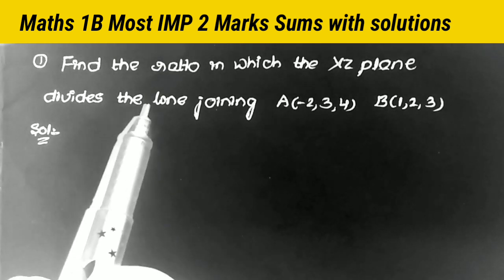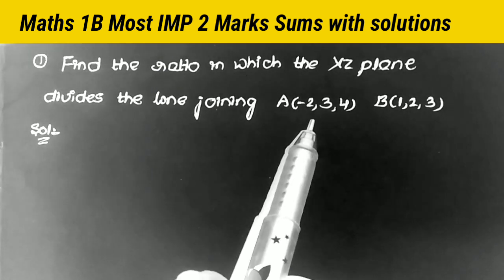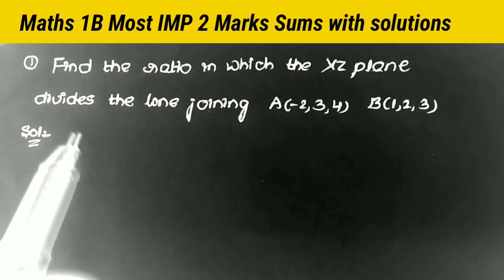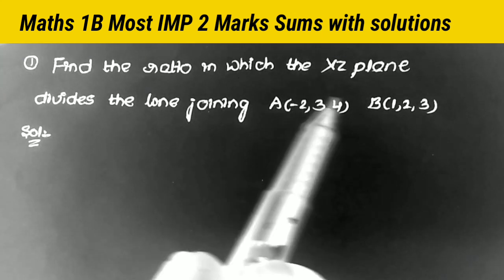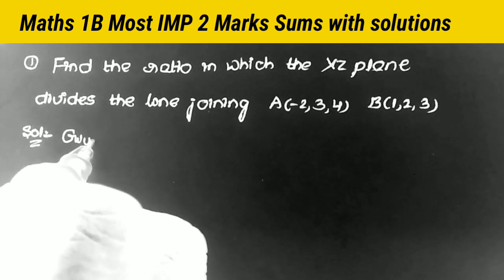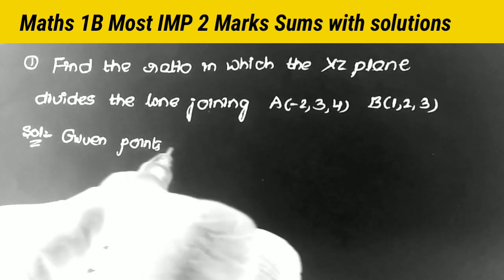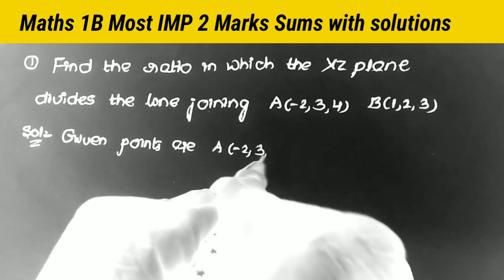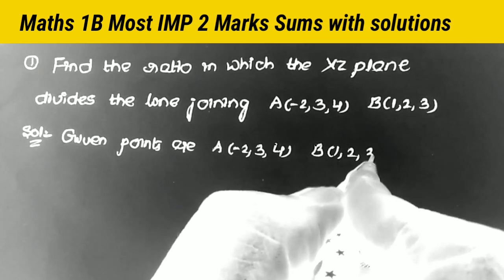First question: find the ratio in which the x-z plane divides the line segment joining the points A = (-2, 3, 4) and B = (1, 2, 3). So we have to find the ratio in which the x-z plane divides the line segment. First I write the given points here: A = (-2, 3, 4) and B = (1, 2, 3).